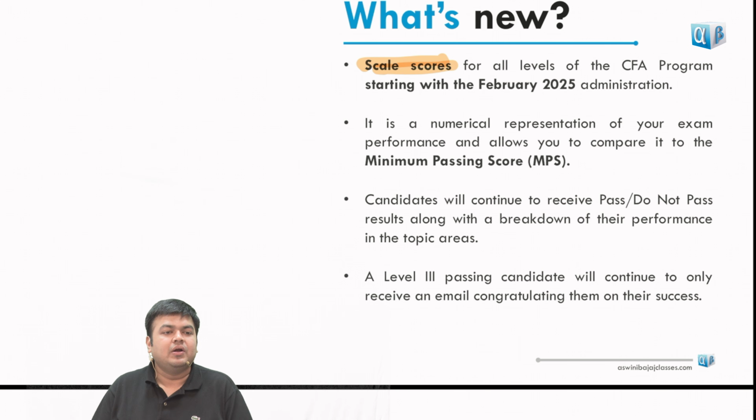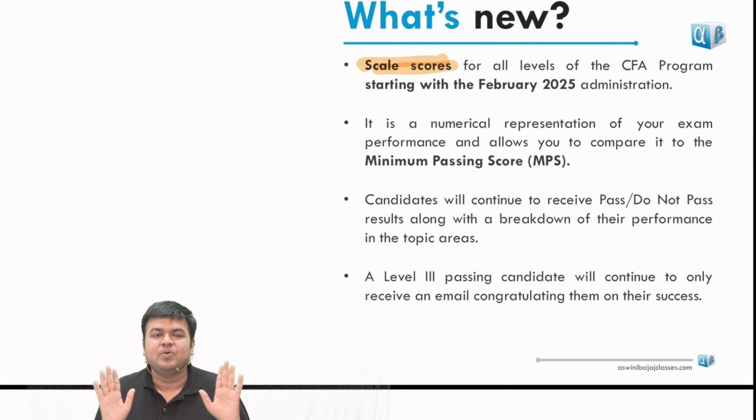Now, why do you need the scale score? There are two terms. One is your raw score, one is your scale score. Level 1, 2, 3, all three levels are going to be following the same format. Raw score means that out of, let's say, 180 questions, how many were correct? Let's say 140 were correct. So 140 becomes your raw score.